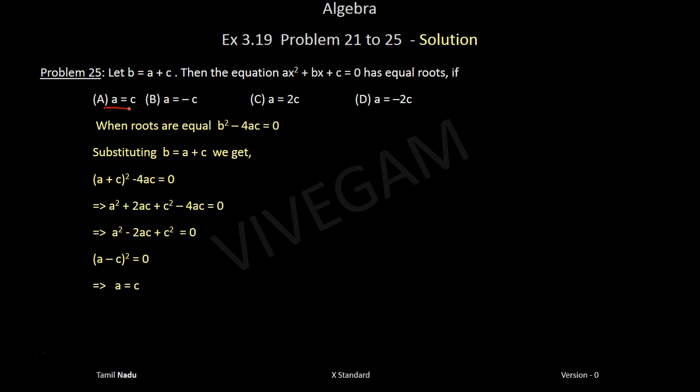You got it? So basically the roots are equal and b square minus 4ac is 0. They have given the value of b as a plus c. Substitute that, simplify it, and you will get one final expression, and that is one of the options.